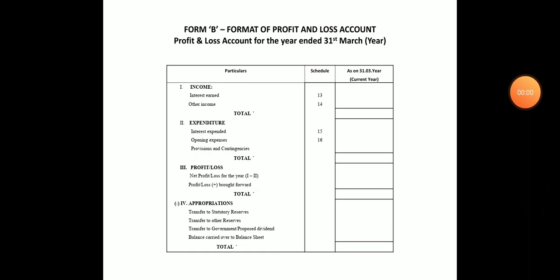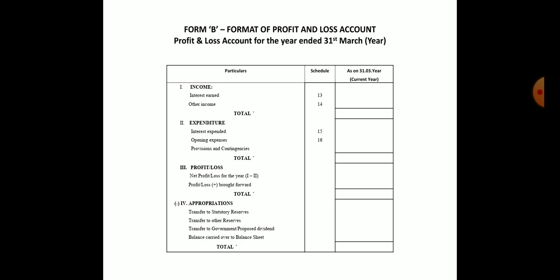So we will move further for preparing a format of profit and loss account under Form B that should be prepared under a banking company. There are basically four schedules, that is 13, 14, 15 and 16. 13 and 14 are for income and 15 and 16 are for the expenditure. Income that is collected by the bank is through interest only.